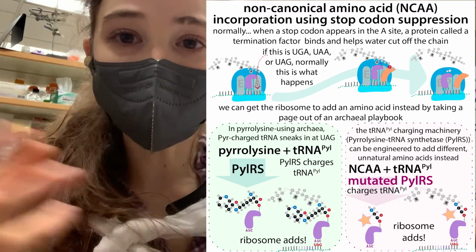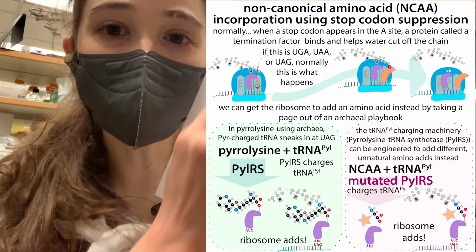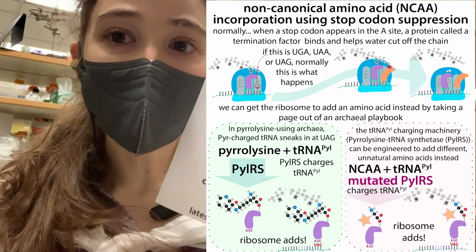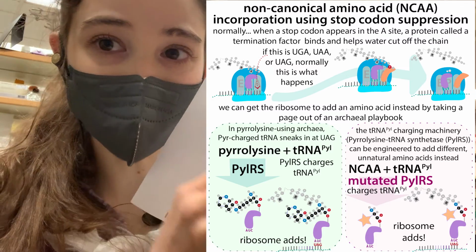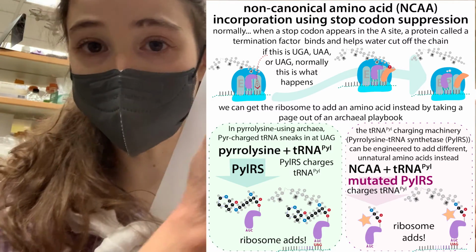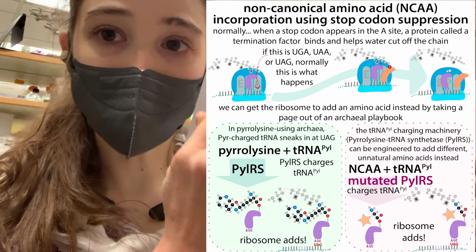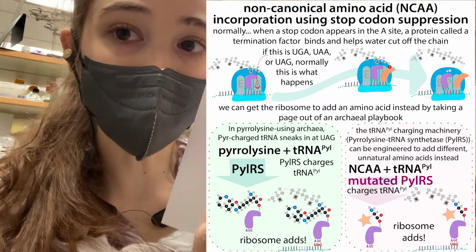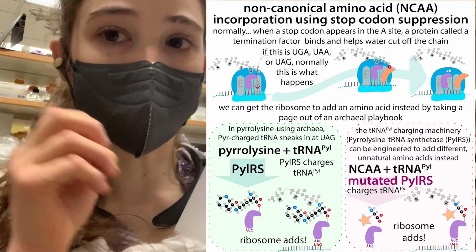And we can do this by taking advantage of the machinery that these use to make this amino acid and then altering that machinery to get them to make something else. And so today I want to tell you about pyrrolysine, how it was discovered, how it's formed, and how we can take advantage of its machinery for unnatural amino acid incorporation in this orthogonal manner.